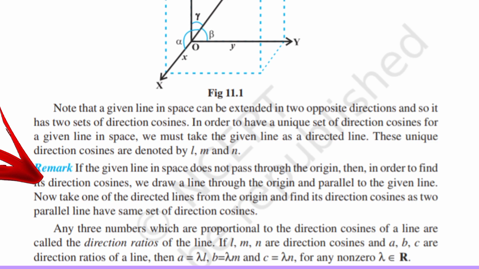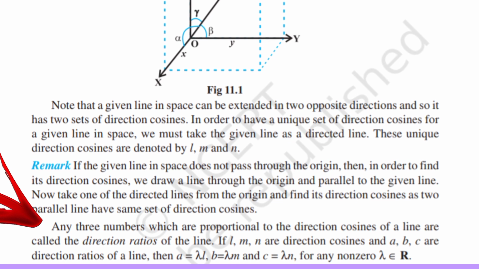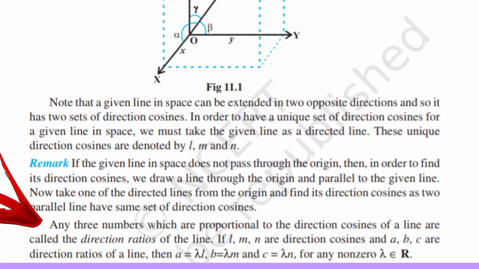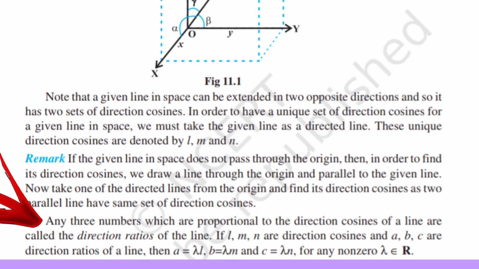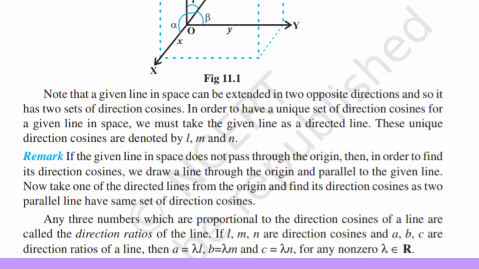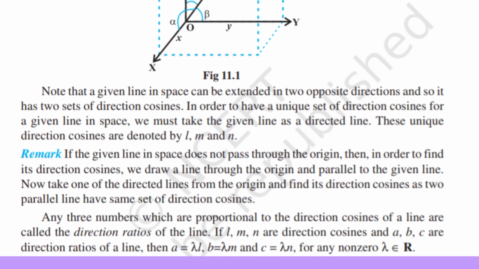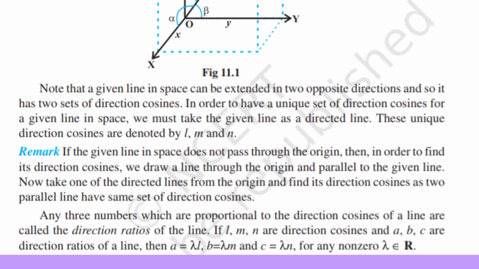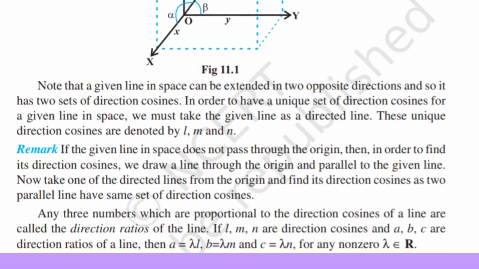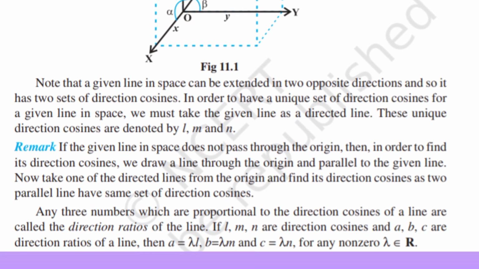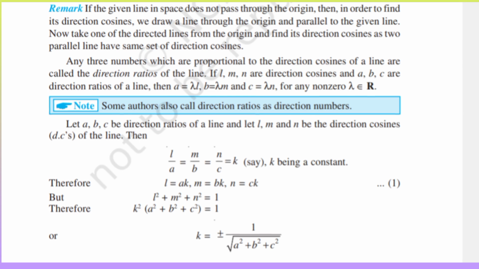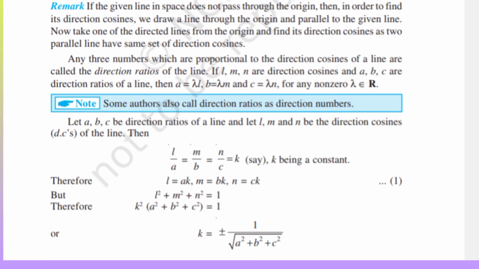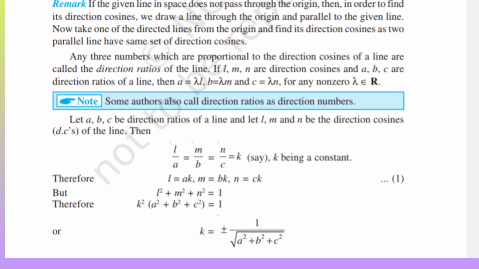Any three numbers which are proportional to the direction cosines of a line are called direction ratios of the line. If l, m, n are direction cosines and a, b, c are direction ratios of a line, then a is equal to lambda l, b is equal to lambda m, and c is equal to lambda n, for any non-zero lambda belonging to the real numbers. Note: some authors also call direction ratios direction numbers.